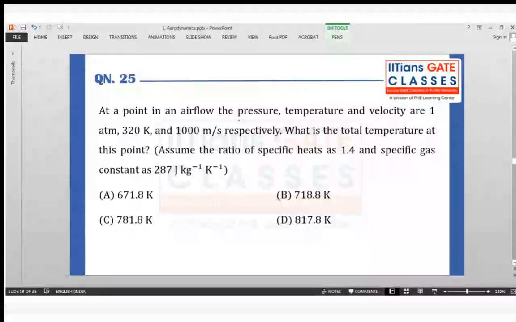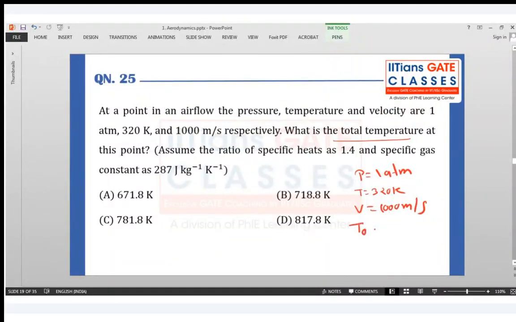So at a point in an airflow, the pressure is 1 atm. This time they have not given the atm to bar conversion or Pascal conversion, but you know that already. You don't need that. Temperature is 320 K and velocity is 1000 meter per second. And they're asking what is the total temperature, T naught. Already given gamma is 1.4 and value of R is 287. So does anybody know the formula for T naught?